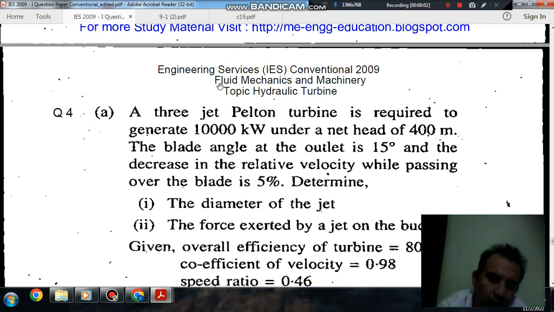Hello, welcome again. We are solving some conventional questions of fluid mechanics and machinery. The topic is hydraulic turbine.